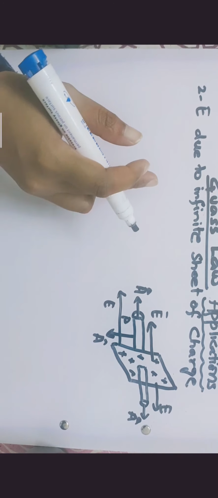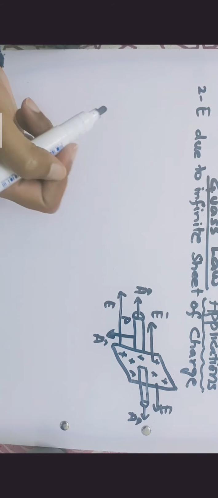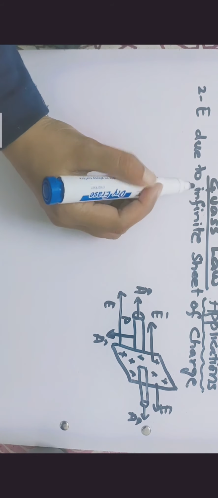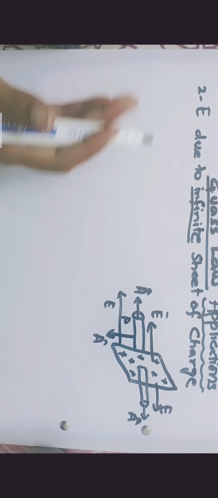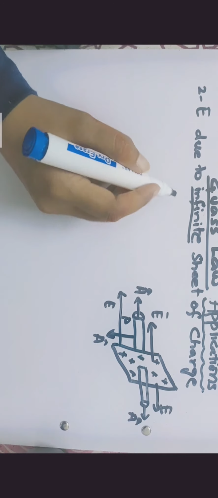Now coming to the second application of Gauss's law, which is to determine E due to an infinite sheet of charge. They mention an infinite sheet of charge. What does that mean? It means an infinite sheet of charge, but how would we draw an infinite thing?